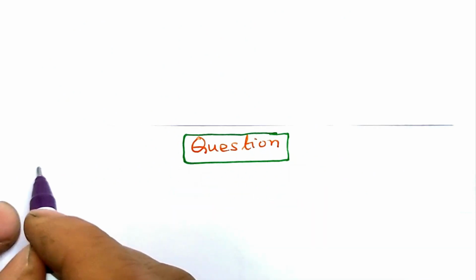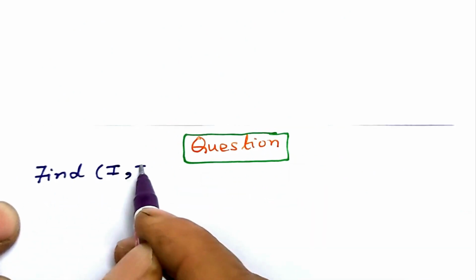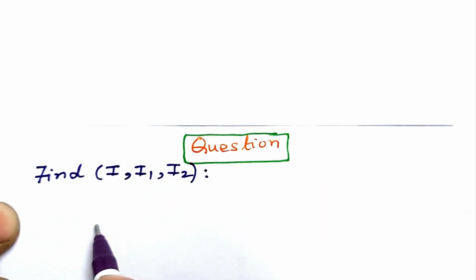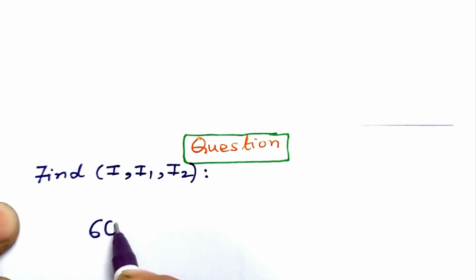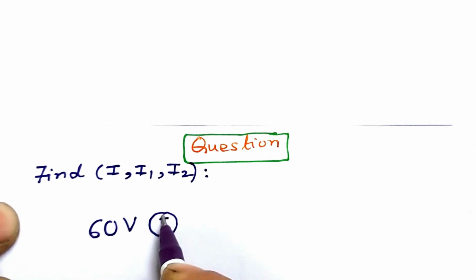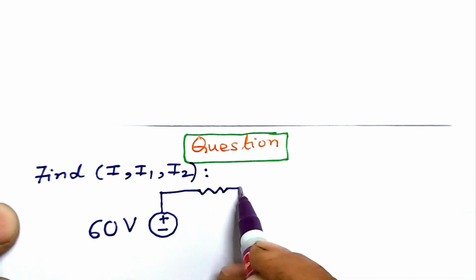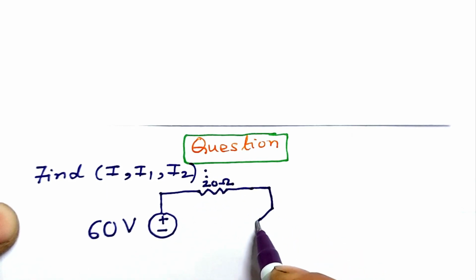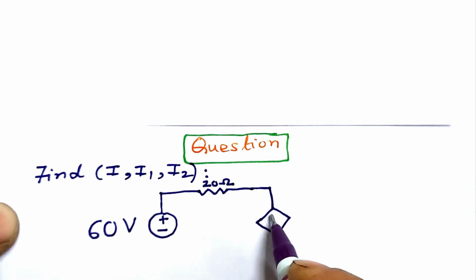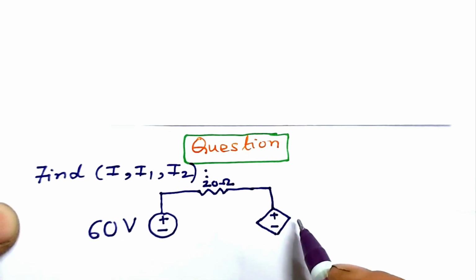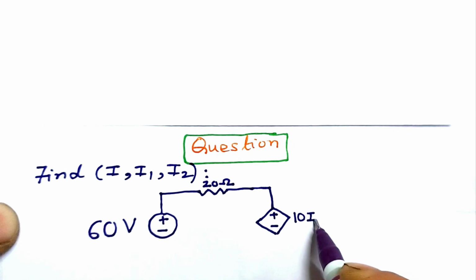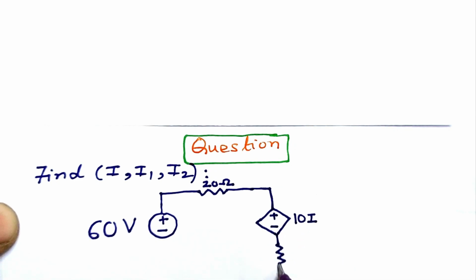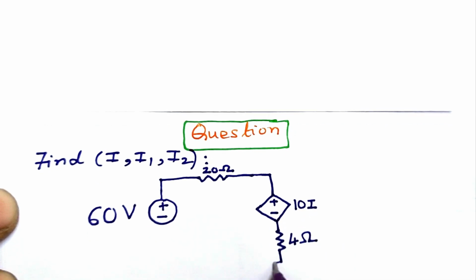Next question. Find the value of I, I1, I2. Let us draw the circuit. This is a 60 volt voltage source connected to a resistance 20 ohm. And this is another voltage source, a current dependent voltage source to be particular, of value 10I. It is connected to resistance of 4 ohm.